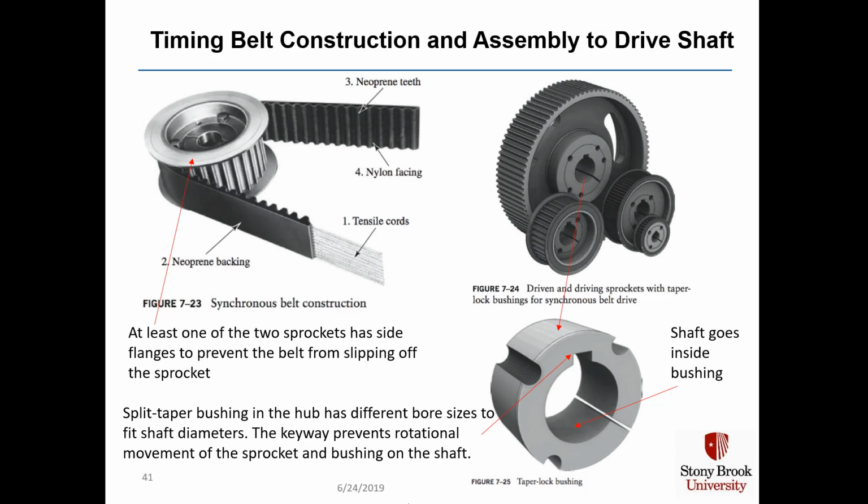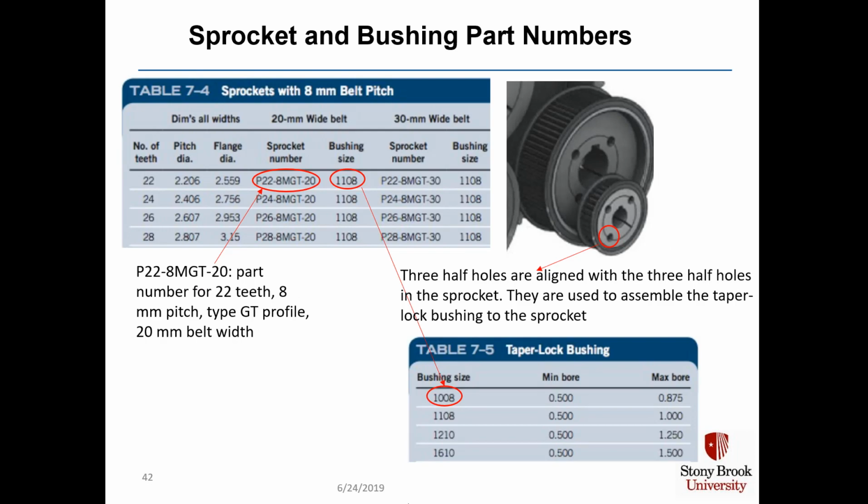The keyway in the split tapered bushing prevents rotational movement of the sprocket and bushing on the shaft, and then the shaft goes inside the split taper bushing. Table 7-4 shows you a list of sprockets available in an 8mm belt. To decode the part number P22-8MGT-20, you have 22 teeth, 8mm pitch, type GT profile, and a 20mm belt width.